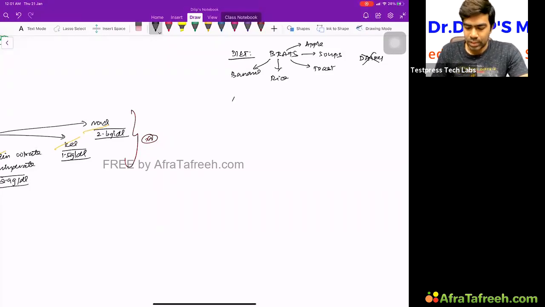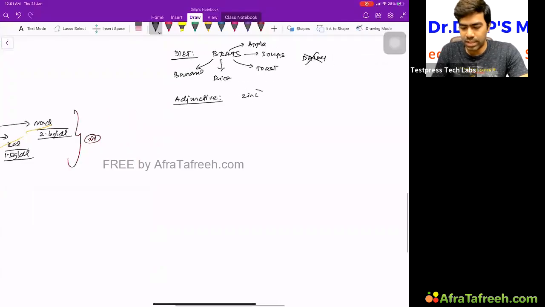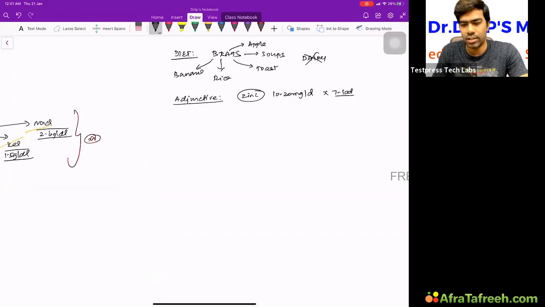And there are some adjunctive therapies, like for example zinc has the best evidence for children, not for adults, especially in children. If you give 10 to 20 milligram per day for 7 to 10 days, this has the best evidence. This has the evidence to reduce the incidence of diarrhea and increase the mucosal regeneration faster. So that is why use in children. In adults its use is questionable, but in children you can use zinc.